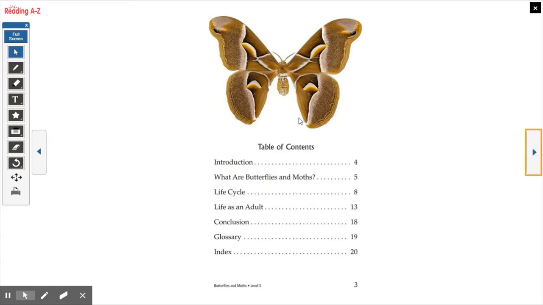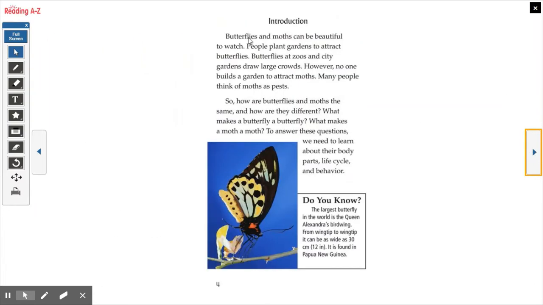Look at this butterfly. Isn't that beautiful? That's a moth. Introduction. Butterflies and moths can be beautiful to watch. People plant gardens to attract butterflies. Butterflies at zoos and city gardens draw large crowds. However, no one builds a garden to attract moths. Many people think of moths as pests.